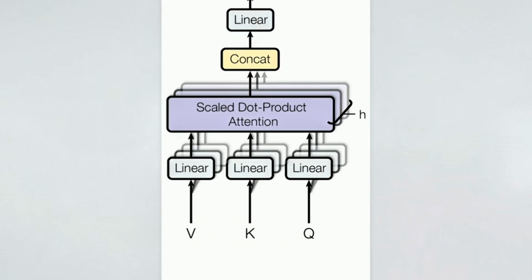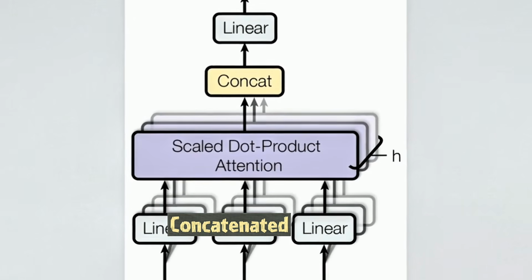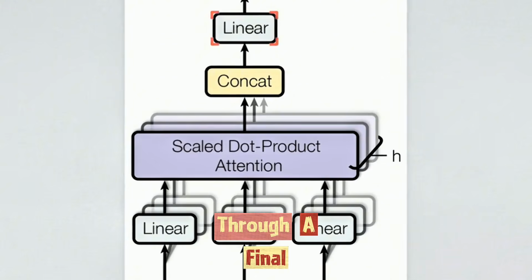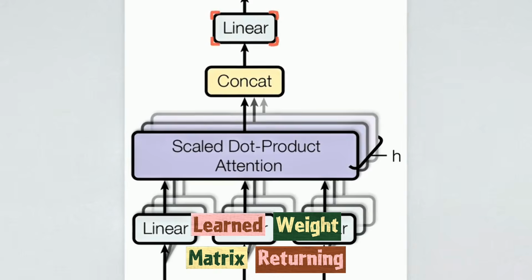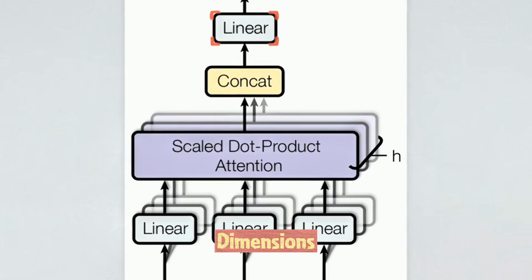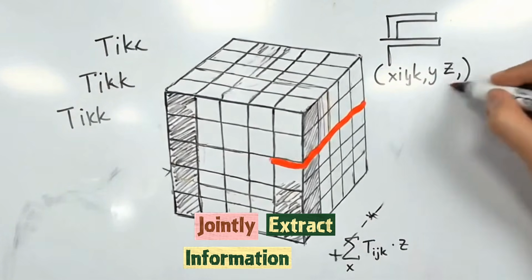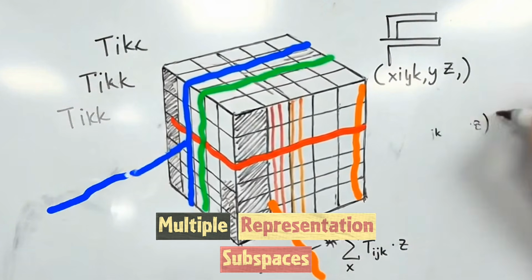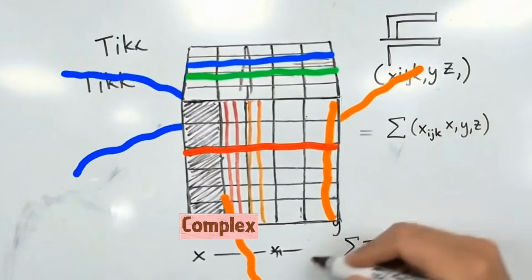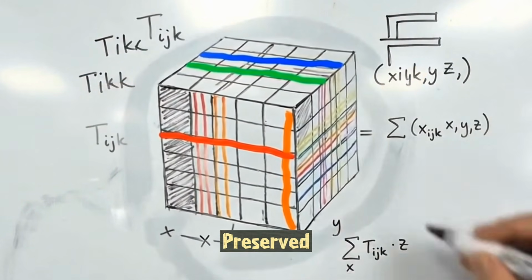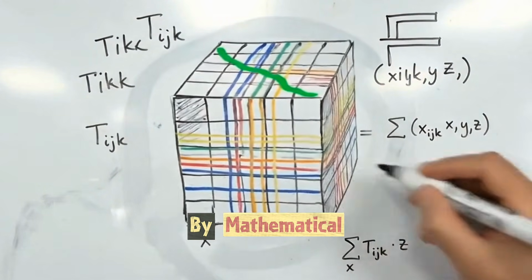wide matrix. To reconcile this, the concatenated output is projected through a final learned weight matrix, returning the tensor to 512 dimensions. MultiHead Attention lets the model jointly extract information from multiple representation subspaces simultaneously. Complex linguistic nuance is preserved, rather than washed out by mathematical averaging.